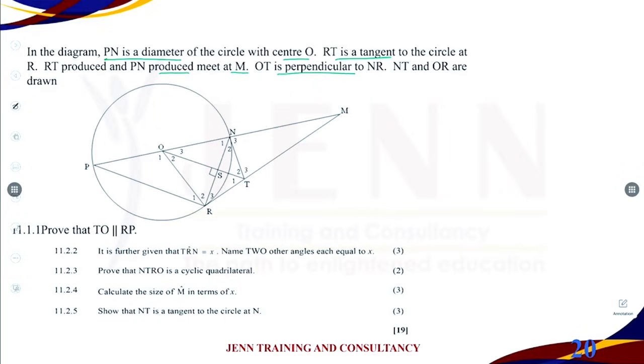It is important you must read and read and read the statement and make sense out of it. From the statement, I believe they have mentioned the following: a diameter, the center, and the tangent. They also mentioned that we have a line from the center, which is OT, being perpendicular to NR. And you are also told that NT and OR are drawn.